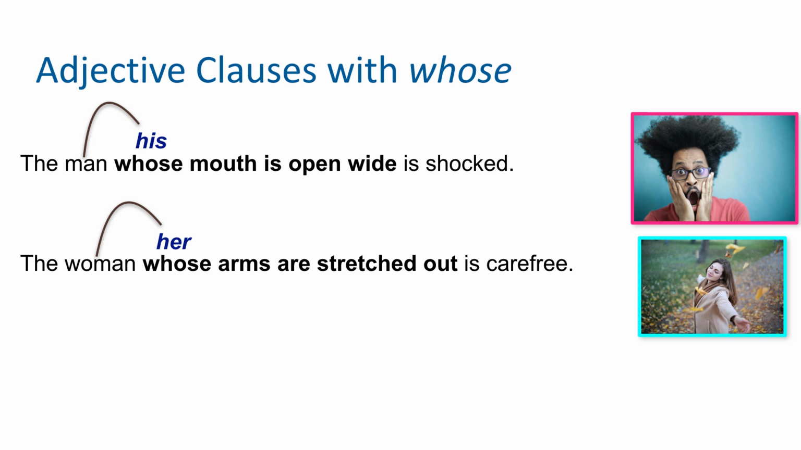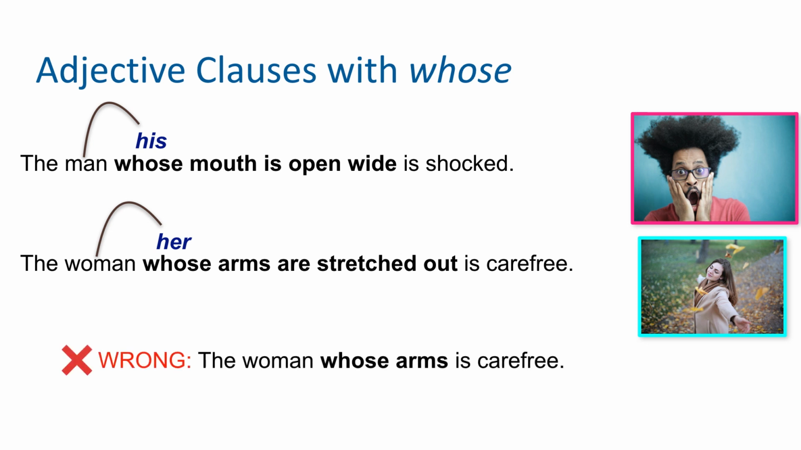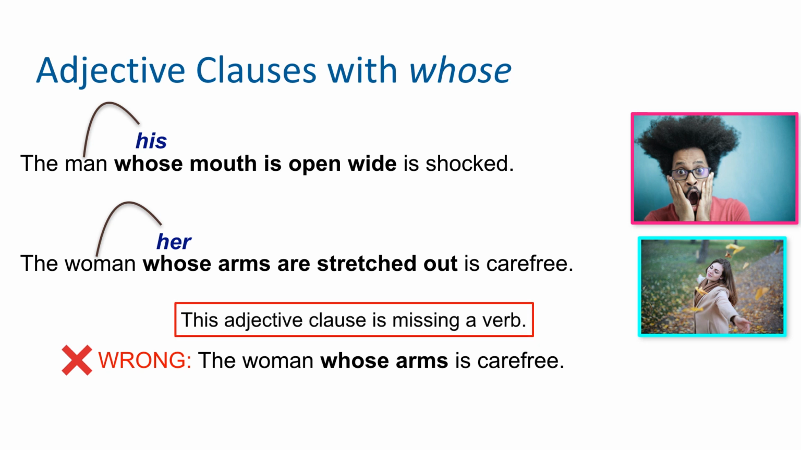Remember, you need a subject and a verb in your adjective clause, so a sentence like this is not correct. The woman whose arms is carefree. We need a verb here. All right, it's your turn to try.